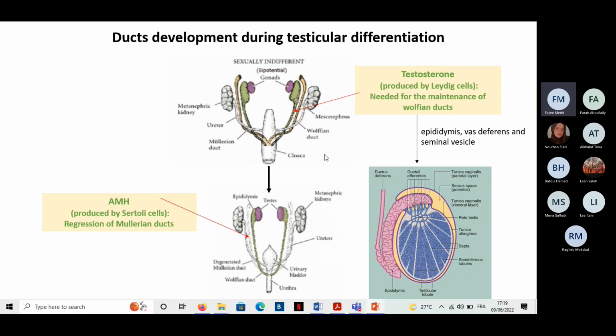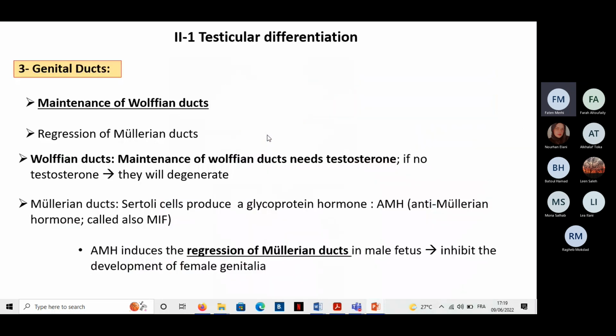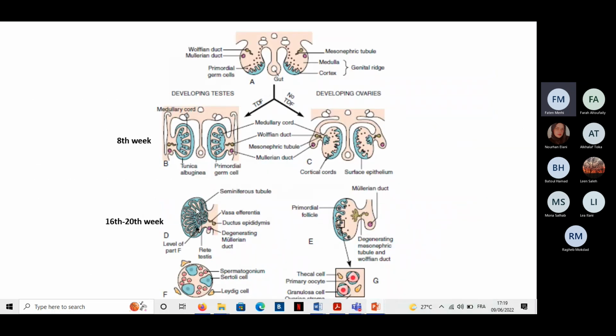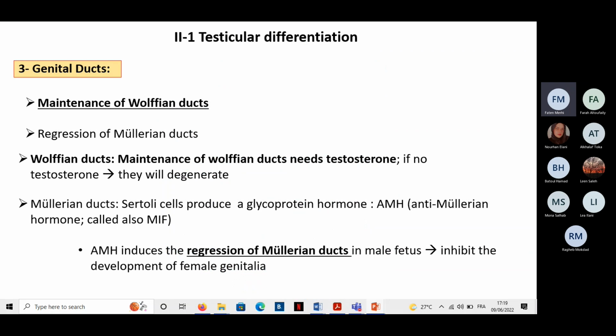And since the Sertoli cells were formed, okay, we said we have Sertoli cells inside of the seminiferous tubules. Inside of the seminiferous tubules, we have the spermatogonial stem cells at this stage of development, and we have the Sertoli cells. The Sertoli cells will produce a hormone called the AMH, the Anti-Mullerian Hormone, okay, which is also called the MIF, the Mullerian inhibitory factor.